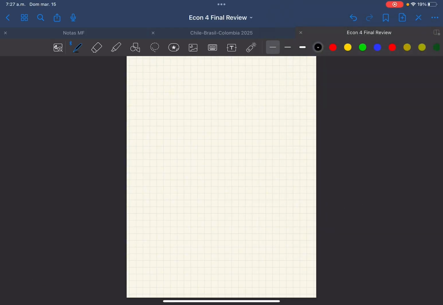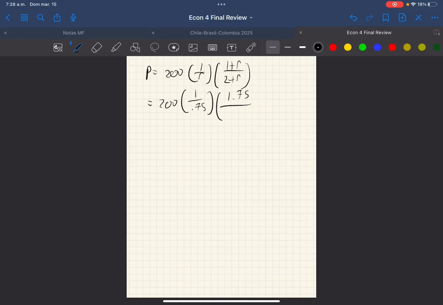So now if we plug in everything, we'll see that P, or the net present value, is equal to 200 over 1 plus R times 1 plus R over 2 plus R. And so then we can start plugging in numbers, and we'll get 200 over 1 plus 0.75 times 1.75 over 2.75. So we're using the interest rate is equal to 0.75. And then we'll get a final answer of 169.7-ish. And so this is the price of this bond.